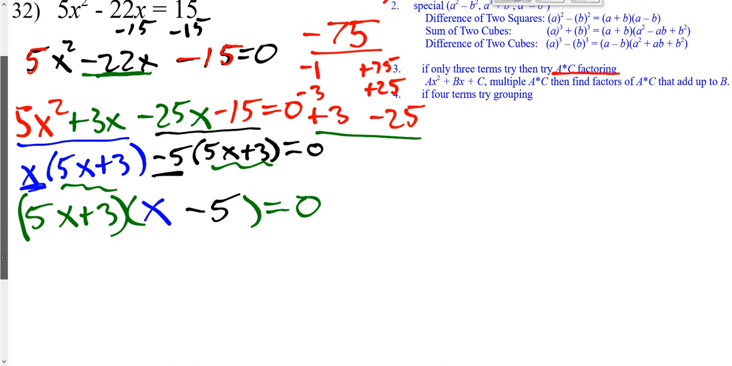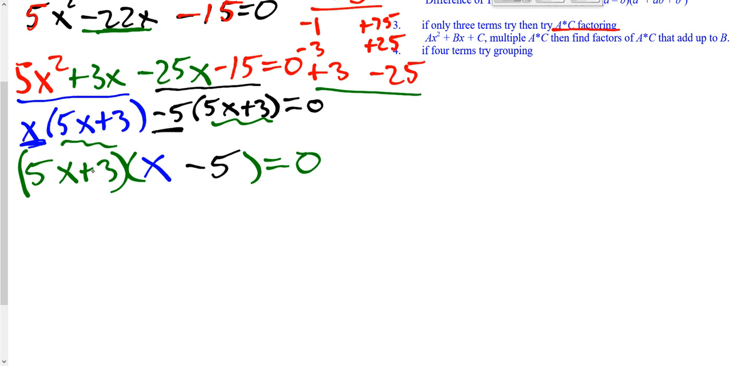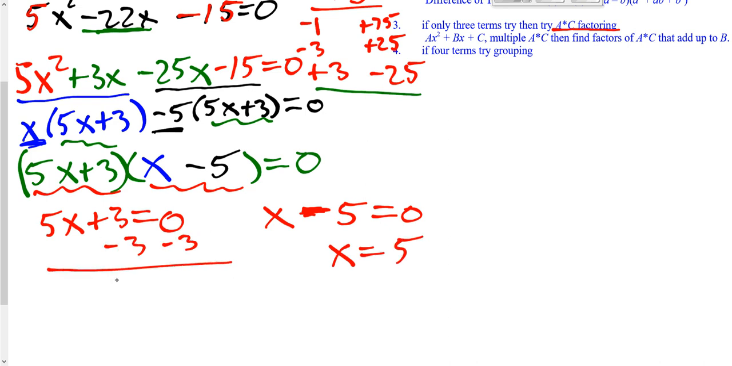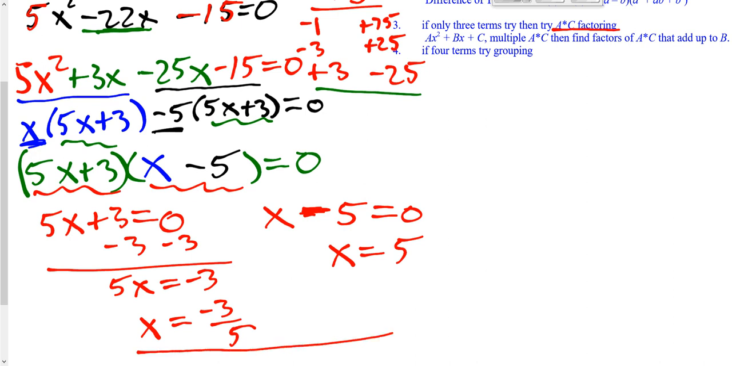Since we have it equal to 0, we can set each one of these parentheses equal to 0. Set the other parenthesis equal to 0. And here we get x to be 5. On the one here on the left, we subtract a 3. We get 5x is equal to minus 3. Then we divide. So these are the two answers that we were looking for.